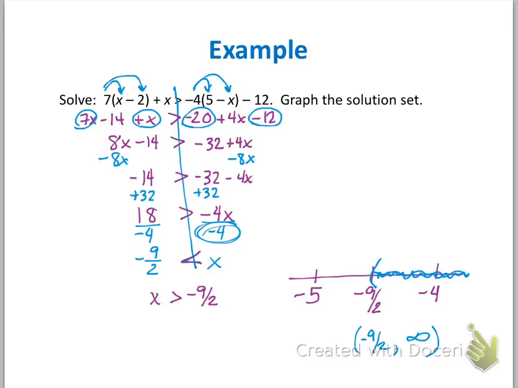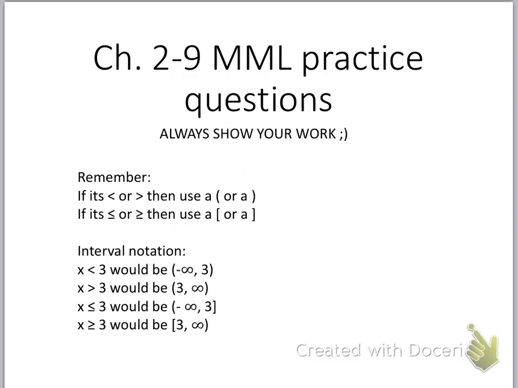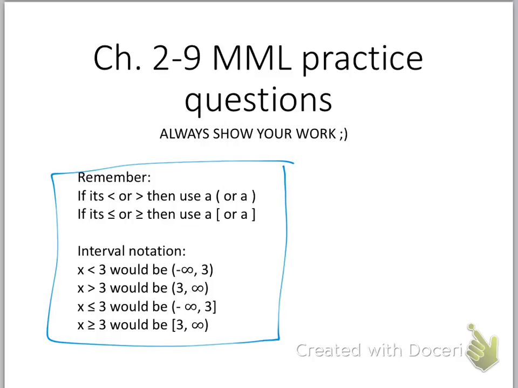So why don't you guys give this some practice in My Math Lab? And I've got those reminders there for you, so you can have that up on your screen if you need it. I would recommend writing them in your notebook as well. You never know when I will let you use them on a quiz.